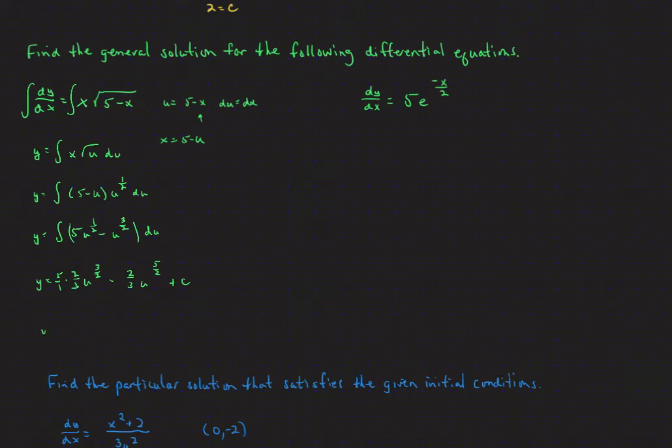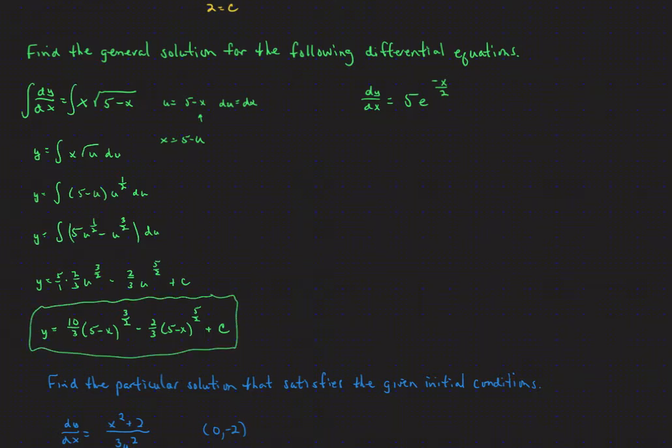So going back with a little cleanup and going back to our original x's, that's going to be 10/3 times our 5 minus x to the 3/2 power minus 2/3 times 5 minus x to the 5/2 power, and then plus c is our constant of integration.